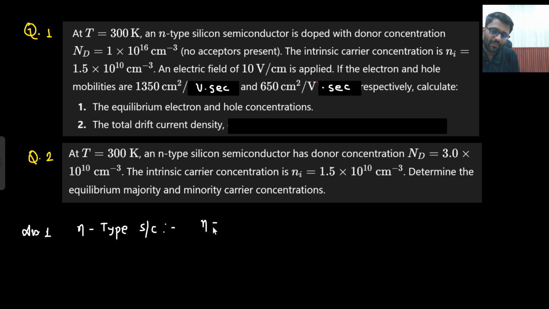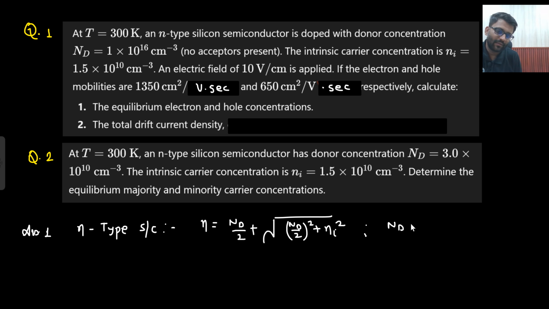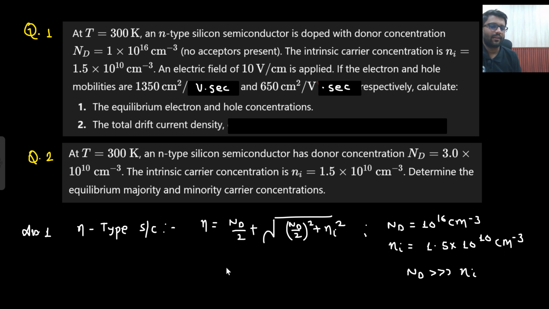For n-type semiconductor, I remember the formula n equals Nd by 2 plus the root term. Although I will not apply this formula blindly in the examination. As of now we are learning it for the first time, that's why I am writing it. In the examination, I will see that Nd is 10 to the power 16 and Ni is 1.5 into 10 to the power 10. So this Nd is much greater than Ni, right? So n will be approximately equal to Nd only. So your electron concentration is coming out to be 10 to the power 16.